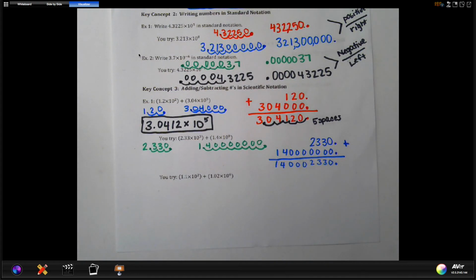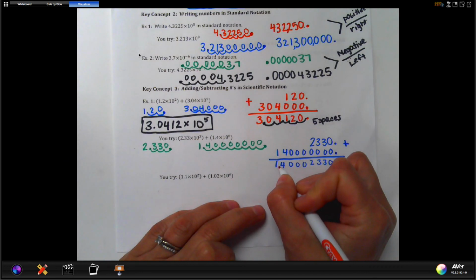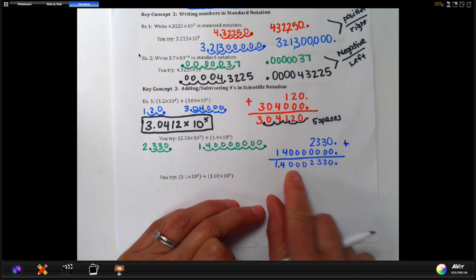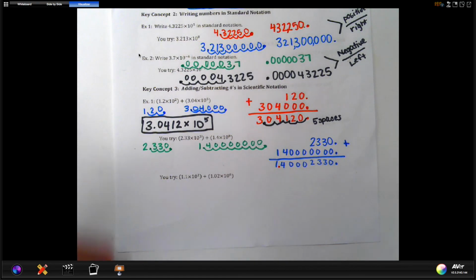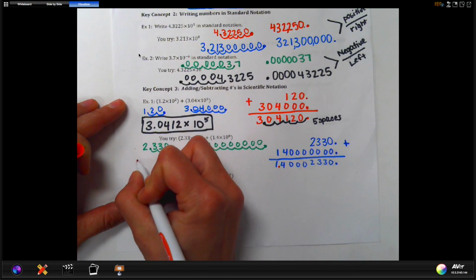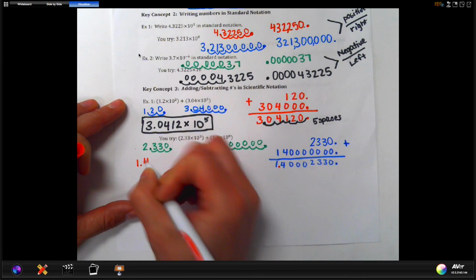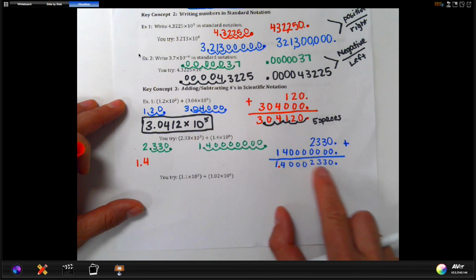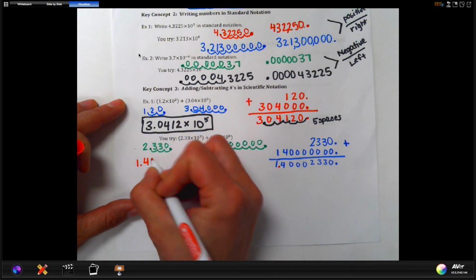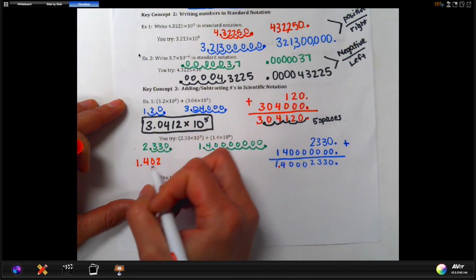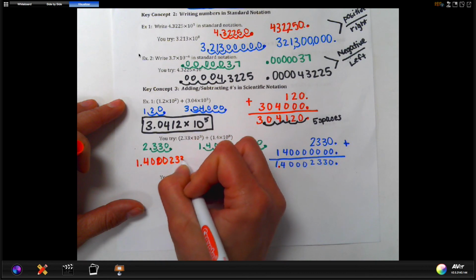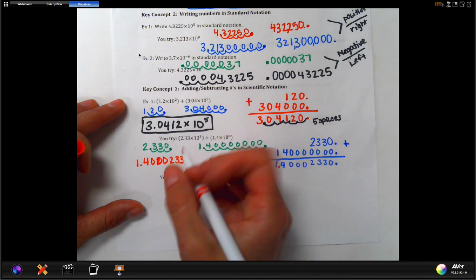So in order to do that, I need to get my decimal back behind the first digit here. So I need to move it between the 1 and the 4. And now let's write our answer. 1.4. Now, I have a bunch of zeros, but I have significant digits behind that. So I have to keep writing until all that's left is zeros. And so it only lops off one digit.